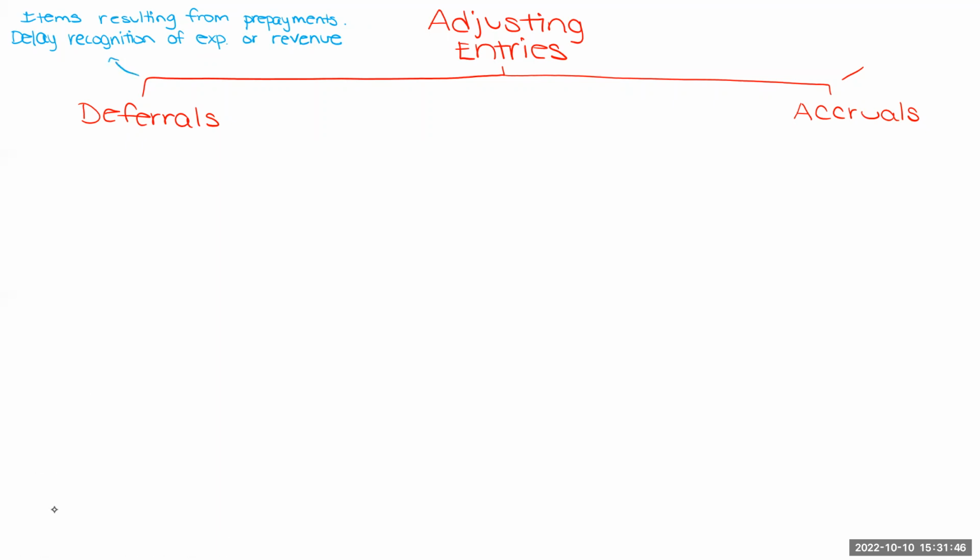So the deferrals that we have seen so far: prepaid expenses. That's our first one. Now, prepaid expenses can take many forms, right? We've seen prepaid insurance. We have seen supplies. We've seen prepaid rent. Anything we buy up in advance. So those are some examples.